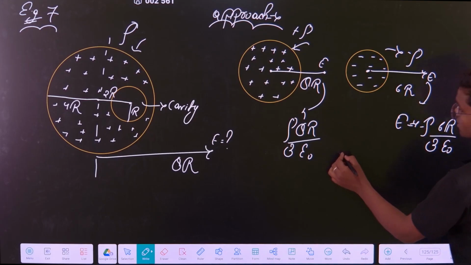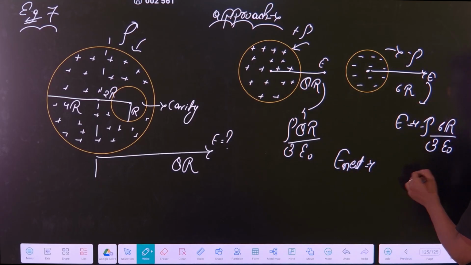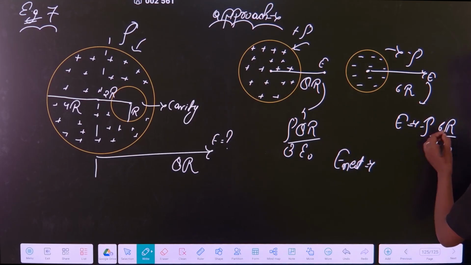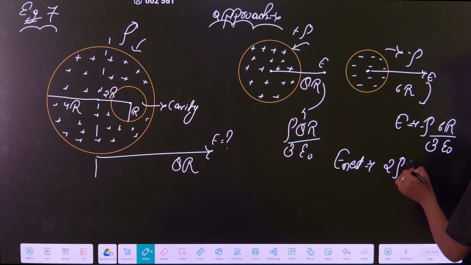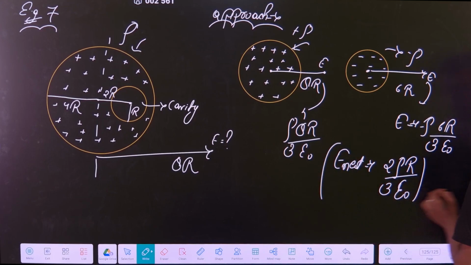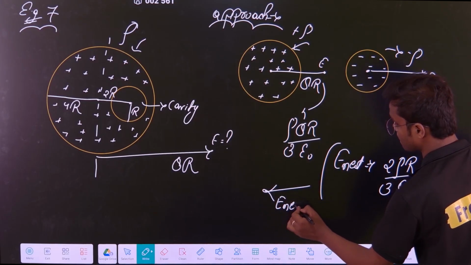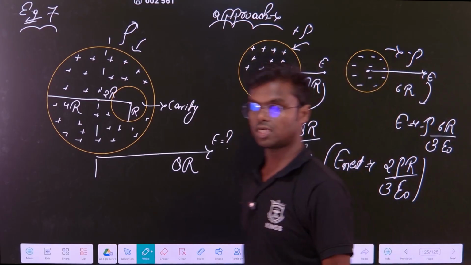So what is E net? E net will be, just add these two. So when you add, what you will get? That is 2 rho r by 3 epsilon naught, correct? That is the answer. What will the direction be? The direction will be in this direction. This is my E net. Clear? That is a simple approach.